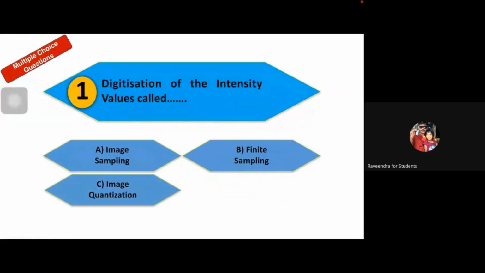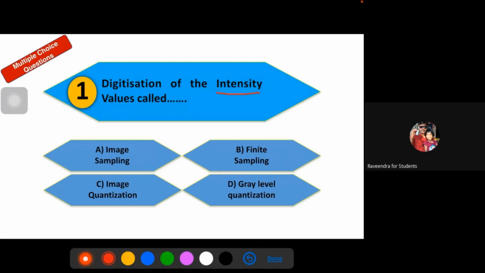Coming to important bits, the first one is digitalization of the intensity values called dash. A. Image sampling. B. Finite sampling. C. Image quantization. D. Gray level quantization. So, digitization of the intensity values. Therefore, what is the answer? Yes, image quantization is the right option. Option C is the answer.